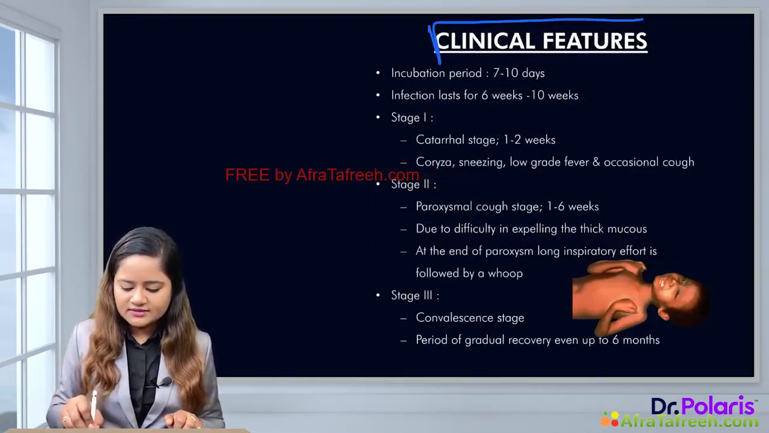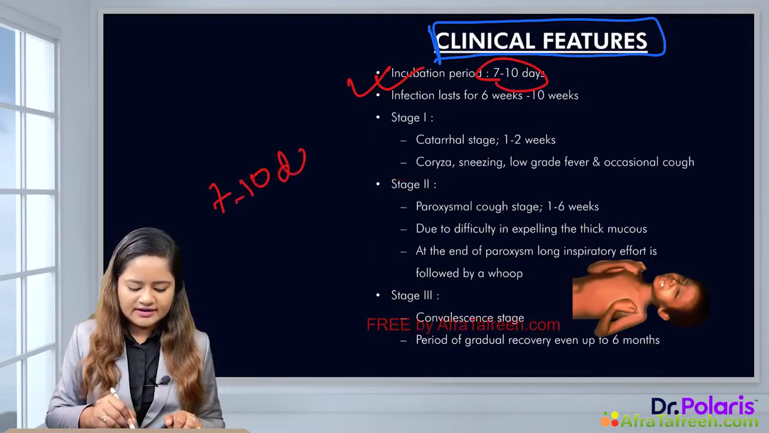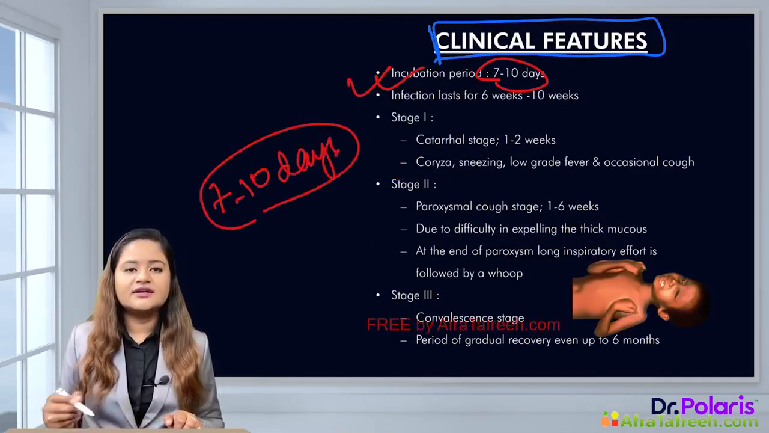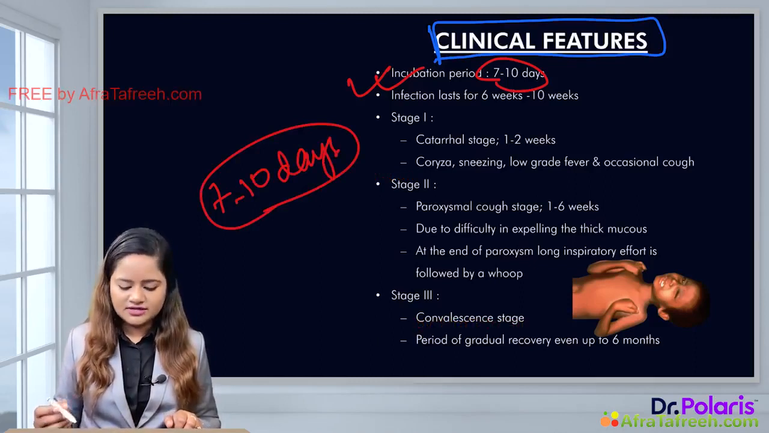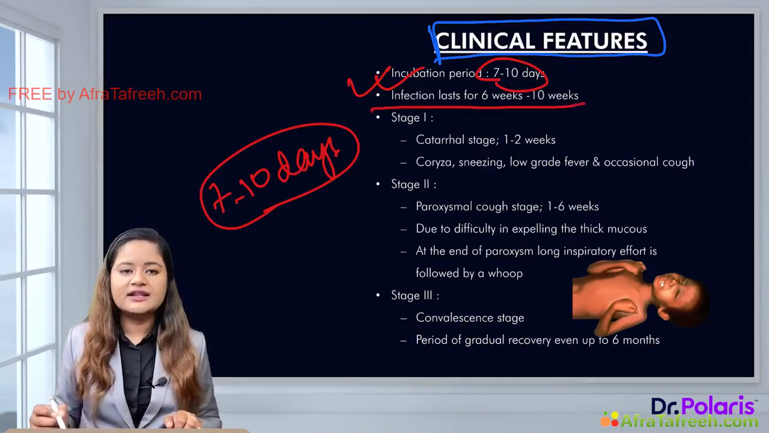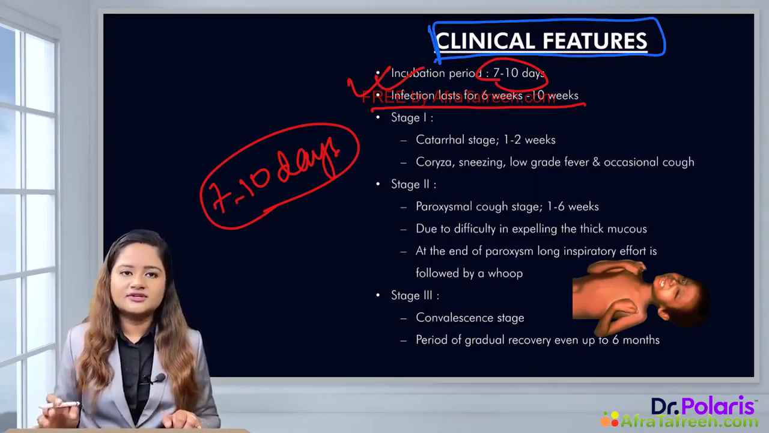So what are the clinical presentations? Once it enters the body, it requires an incubation period of around 7 to 10 days. So after the entry inside the body with the help of droplet infection, it takes around 7 to 10 days for the incubation. The infection can last as long as 6 weeks to 10 weeks. So it produces a very chronic course of cough. Coughing does not resolve at all. It can be very prolonged, like even 3 to 4 months it can go up to that duration.